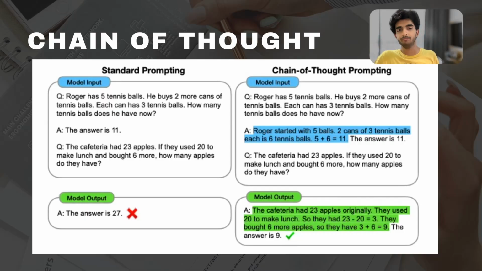The answer is 9. That's how chain of thought actually helps improve your LLM models to perform reasoning better, especially in cases where it involves computation to be done by the LLM itself. So that is chain of thought prompting.